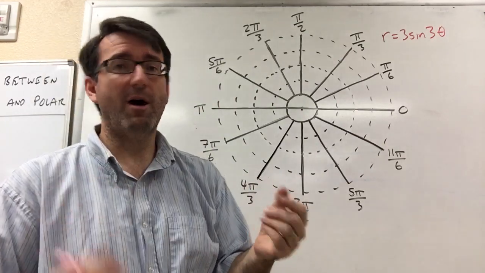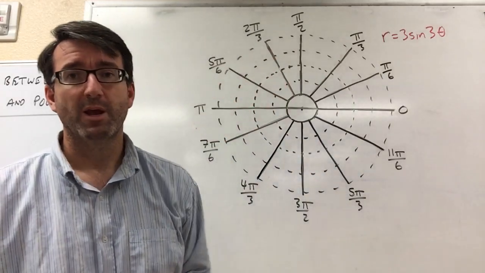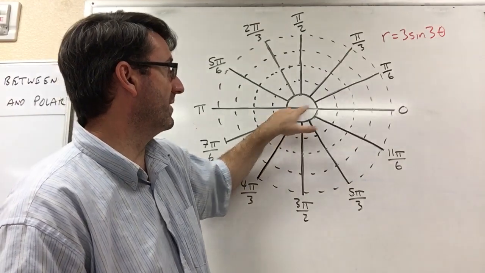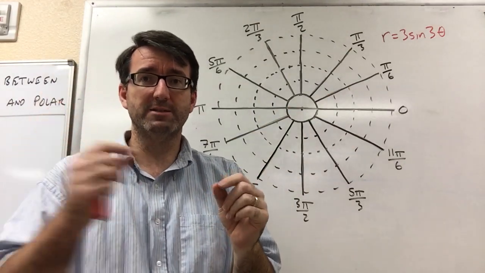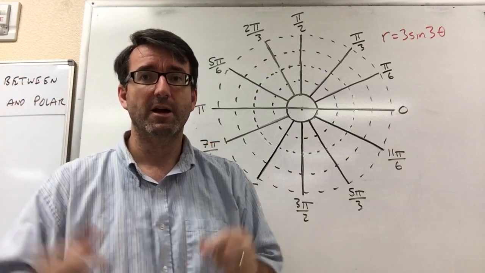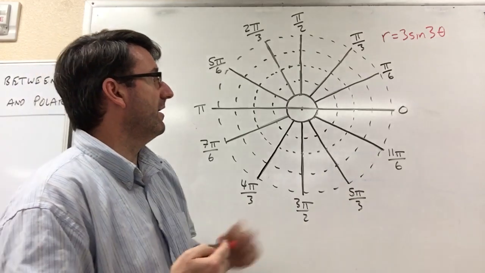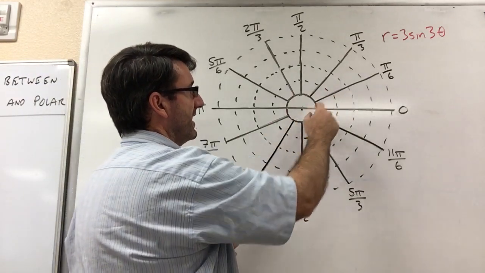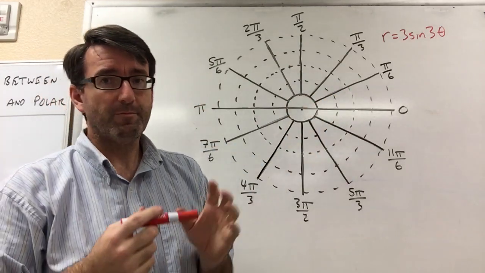And then the maximum r value is going to be given by this number out in front of the whole thing. The maximum r value is how far away from the origin our petals are going to go. And that maximum r value is going to be reached right in the center of our petals. All right, so we know that this is going to be a rose with 3 petals, and it's going to go out 3 units from the origin.